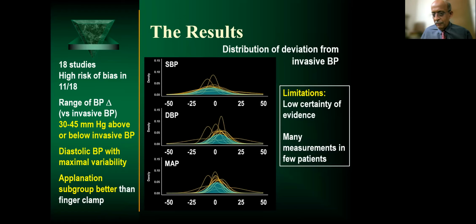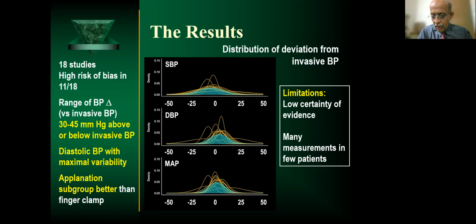Unfortunately, when you look at the performance in the intensive care setting, the performance is extremely variable. There is a huge amount of variability, in that the blood pressure determined by these methods are roughly in the range of up to even 30 to 45 millimeters above and below the invasive blood pressures. And as far as the diastolic pressures are concerned, this is far greater. The distribution is significantly more.